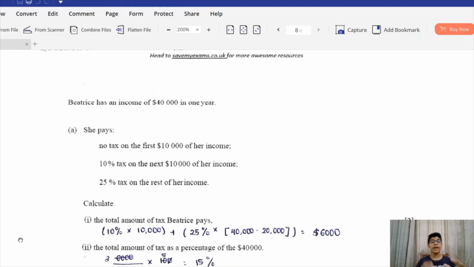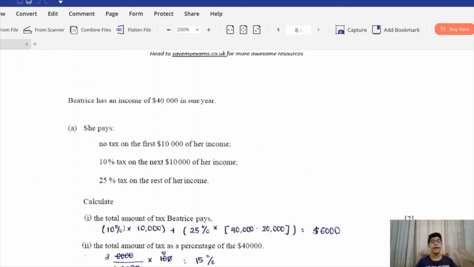So basically, you can break this down. The first $10,000 is out of the picture. So she pays tax on $30,000 of her pay, of which $10,000 is subjected to 10% tax. So we're going to take 10% times 10,000, that on the side. We're going to add the remaining tax value, basically 25% tax on the rest of her income. The rest of her income is $20,000 because 10,000 plus 10,000 is 20,000, 40,000 minus 20,000 is 20,000. So whatever is remaining is 20,000, and we're going to take 25% multiplied by that 20,000 because that's the rest of her income. We're going to have to add these two values. So 10% of 10,000 plus 25% of 20,000, and the total amount of tax Beatrice pays is $6,000.